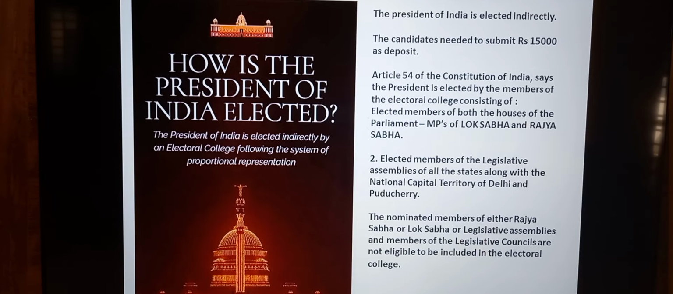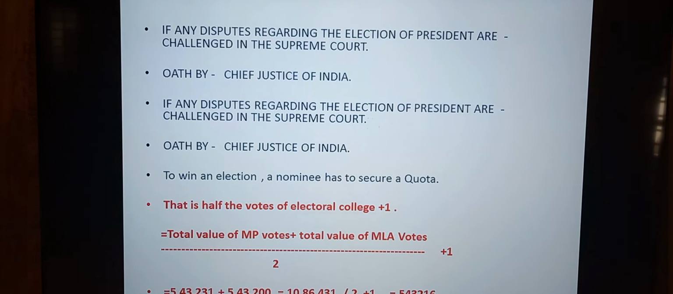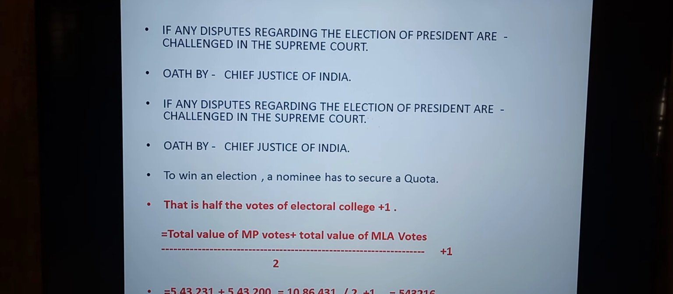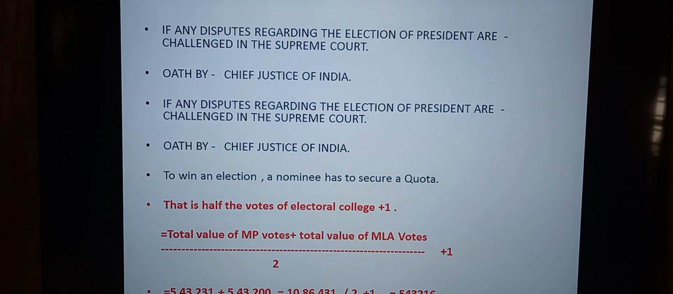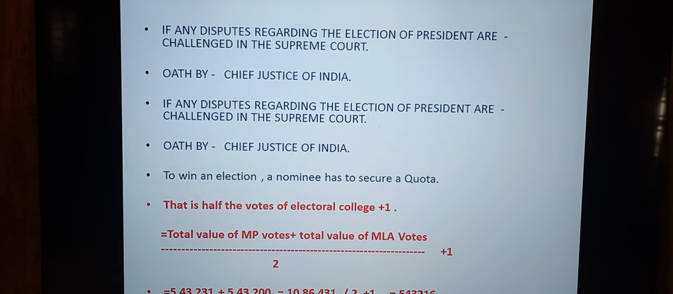The nominated members of either Rajya Sabha or Lok Sabha or the legislative assemblies, and members of the legislative councils are not eligible to be included in the electoral college. The oath is given by the Chief Justice of India, and if there are any disputes regarding the election of the president, these are to be challenged in the Supreme Court.